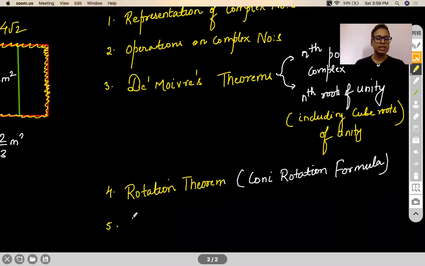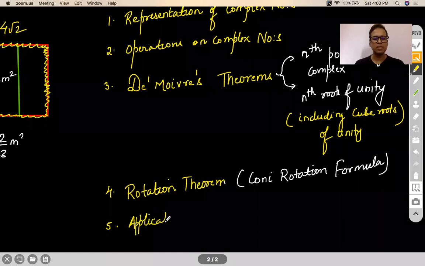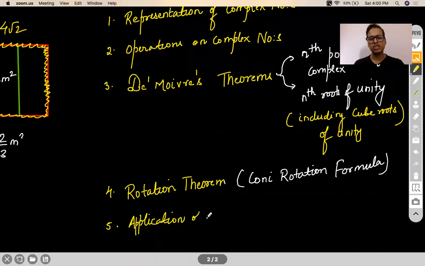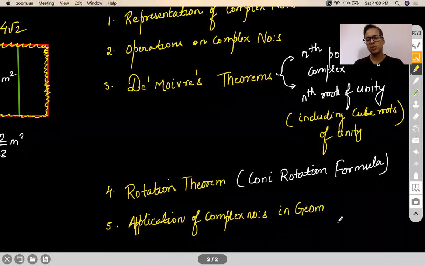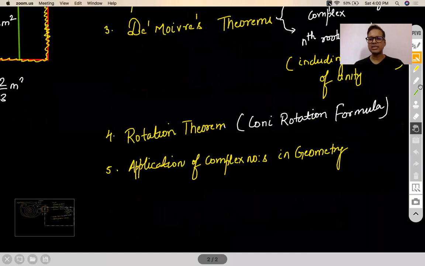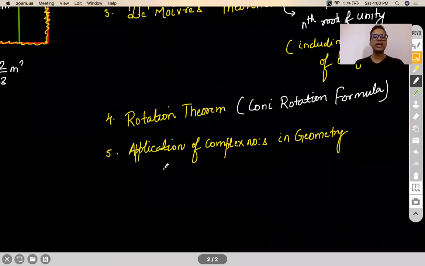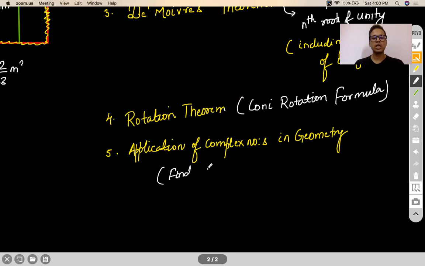Next, we'll talk about the application of complex numbers in geometry. When I say that, I basically mean how it is used to find locus, or you can say solving locus questions, locus problems.